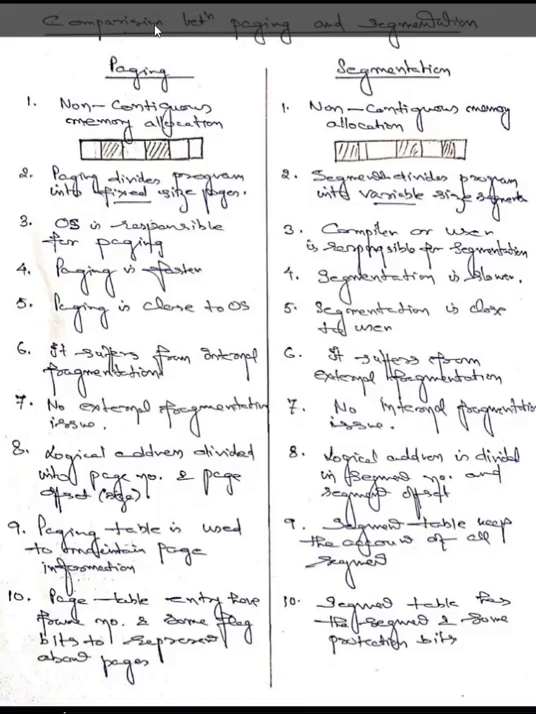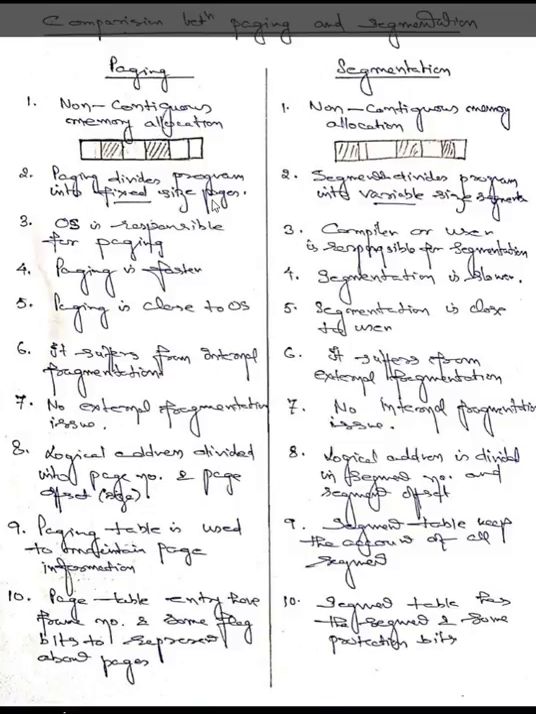Now let's see the comparison between paging and segmentation. Paging is non-contiguous memory allocation. Here you see that in the case of paging, the block size will be the same, but it is non-contiguous. On the other hand, segmentation is also non-contiguous memory allocation, but the memory size will vary. This size is smaller compared to this one, and this size is bigger compared to this. That's why here it is a variable size, and here it is a fixed size.